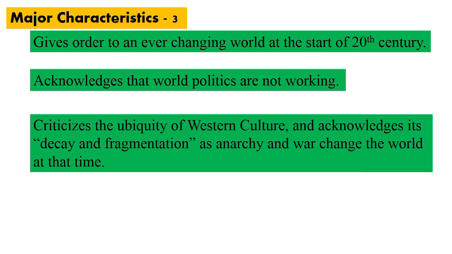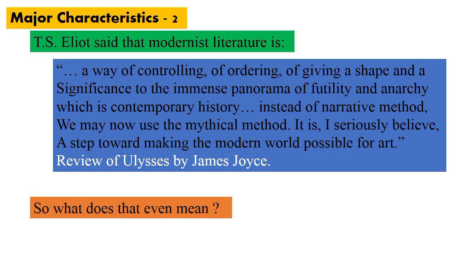as people fought against political power in Russia and elsewhere. And then Eliot, this previous slide here, says that they're making the modern world possible for art. In order to cope with the modern world, they had to change the way art addressed the needs of the people.